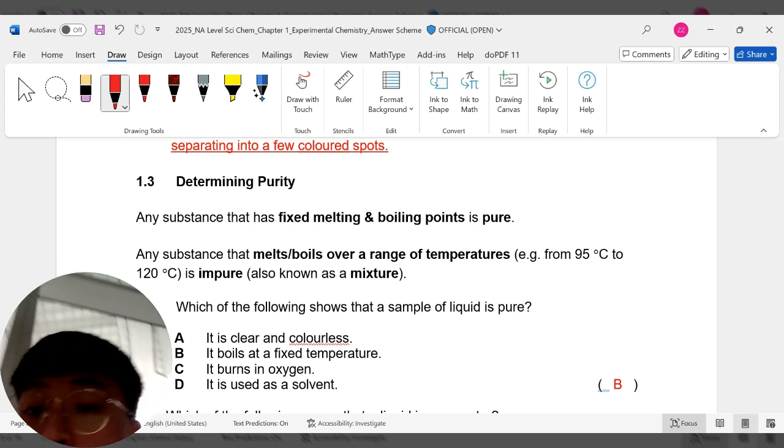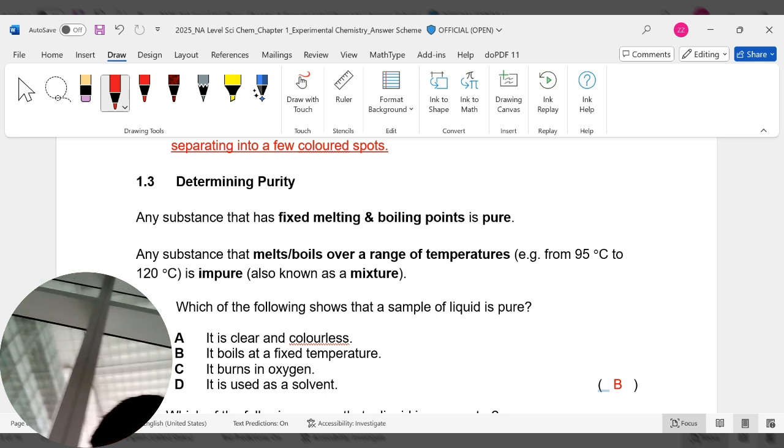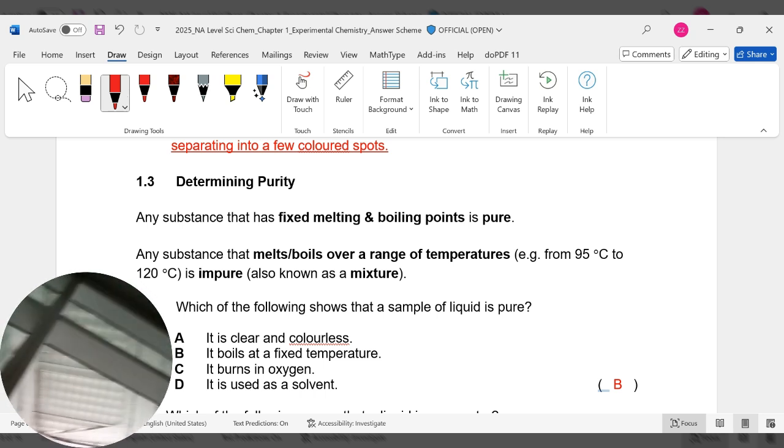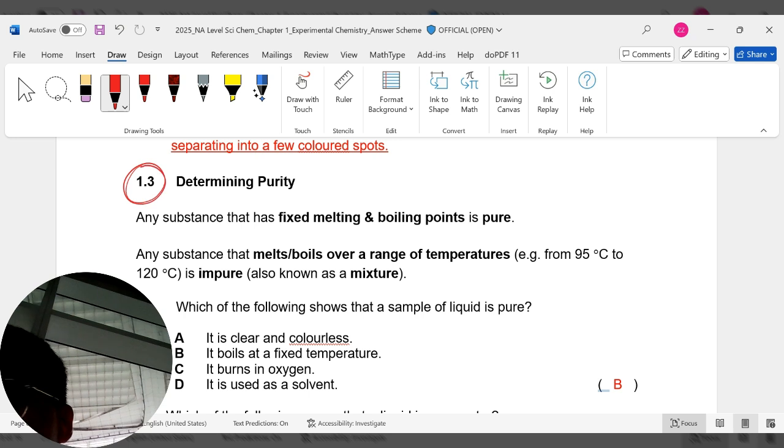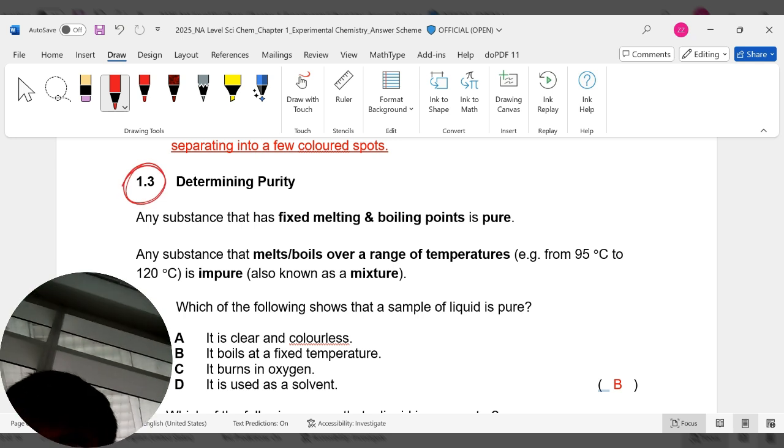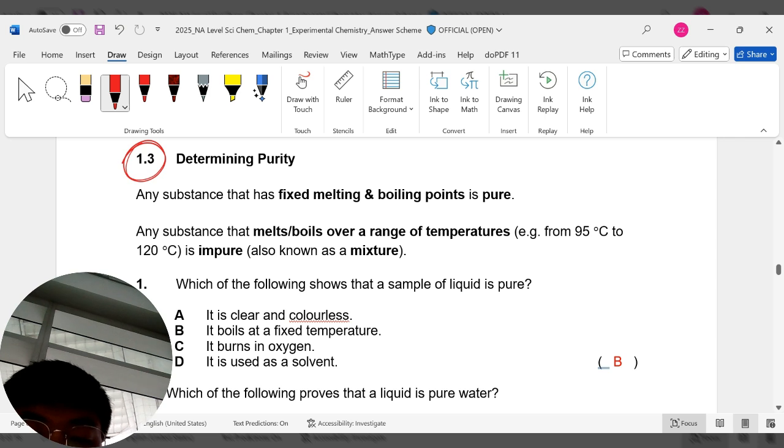Okay, so I trust that you guys got some time to do the questions. So this is on 1.3, yeah? So you can go to that page on 1.3. For question 1, how can you tell if something is pure?